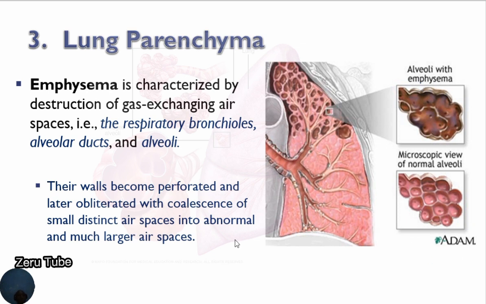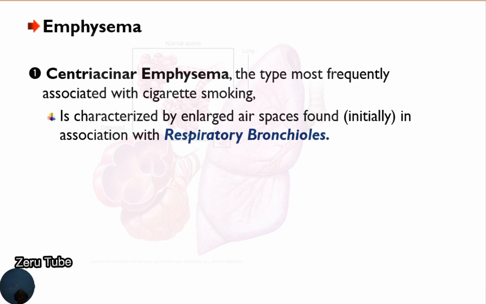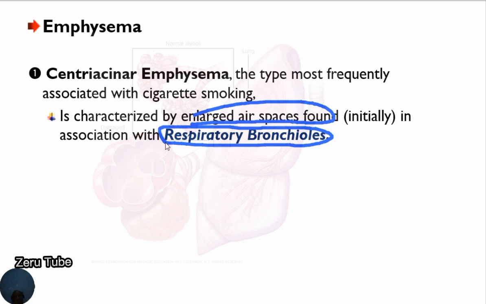Emphysema is one part of COPD. There are different types of emphysema. Centriacinar emphysema is the type most frequently associated with cigarette smoking. It is characterized by enlarged airspace found initially associated with the respiratory bronchioles. It most commonly occurs on the respiratory bronchioles.